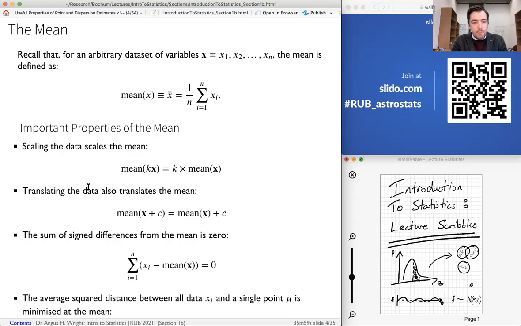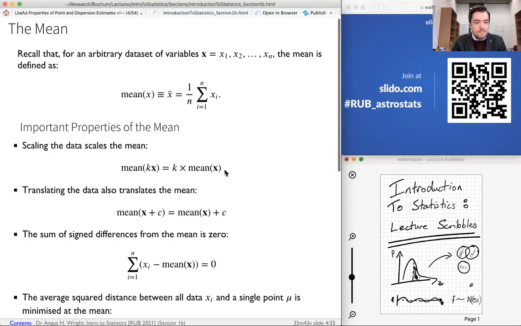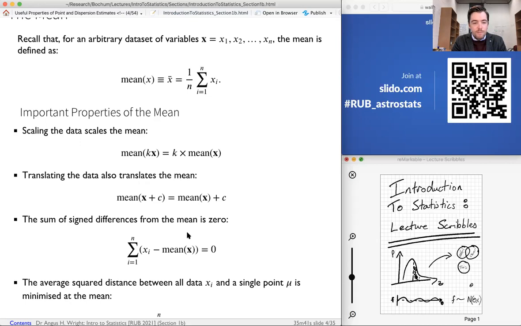Now, some of the important properties of the mean. Firstly, we've got the scaling property, which is that scaling the data scales the mean. That is to say, if I multiply all of my data by some constant k, then I receive the exact same answer as if I just scaled the mean by k. I'm going to go through these in probably over-detail because they're going to come up in the next few slides quite a bit, and that way we won't have to go through them every time.